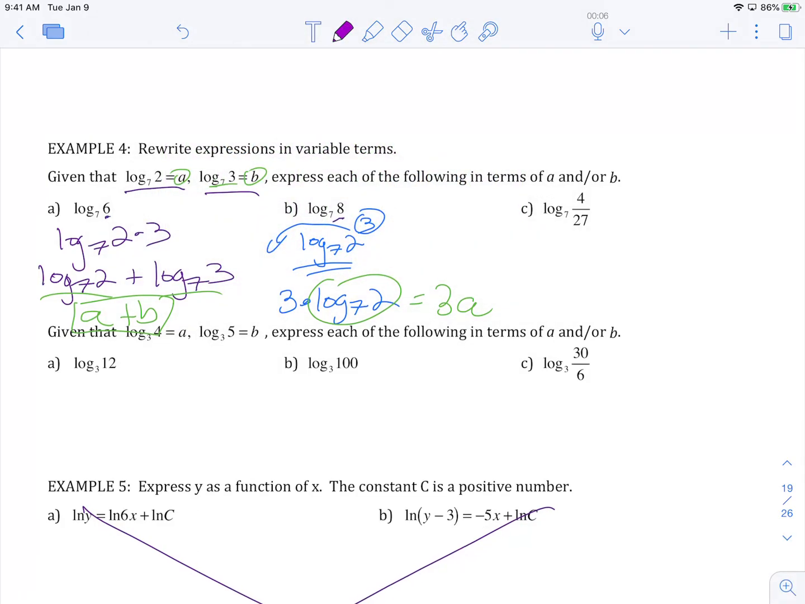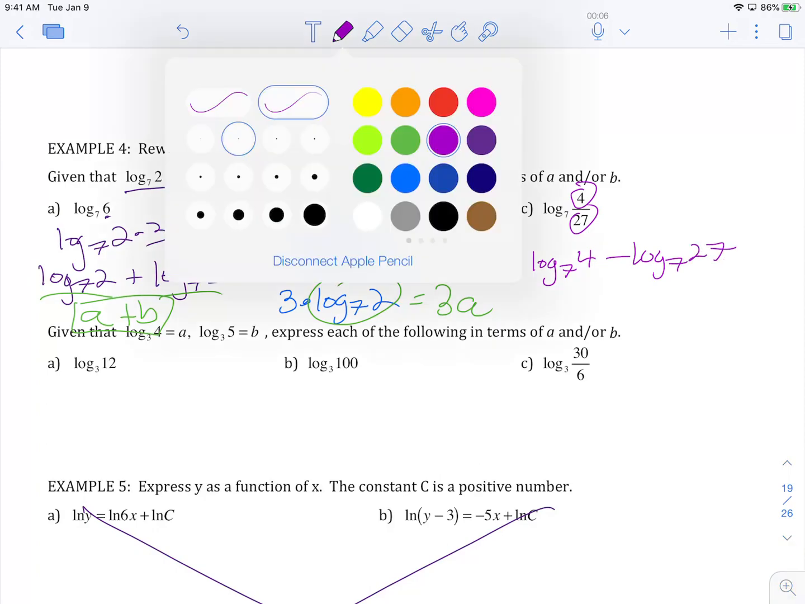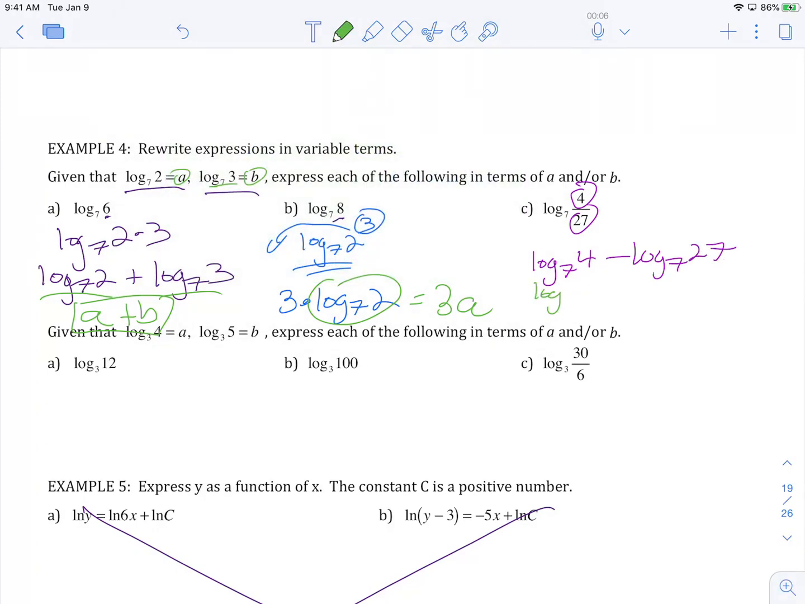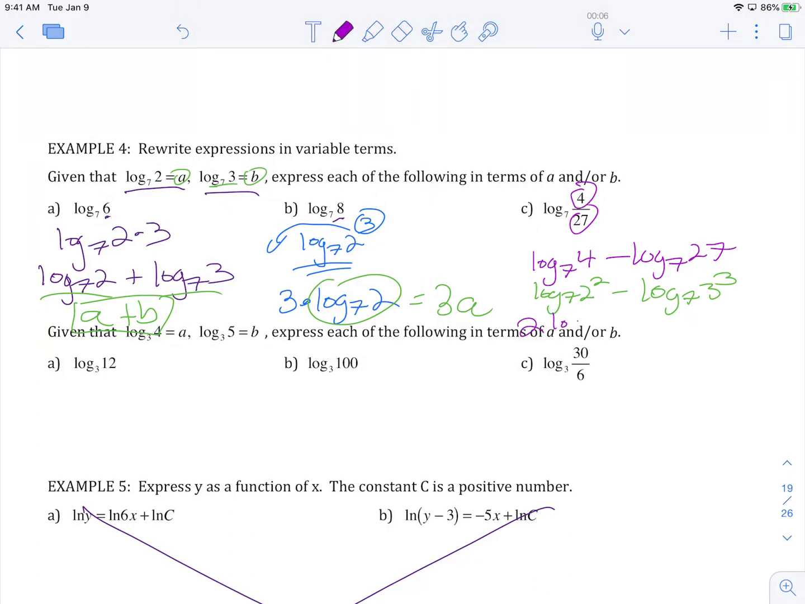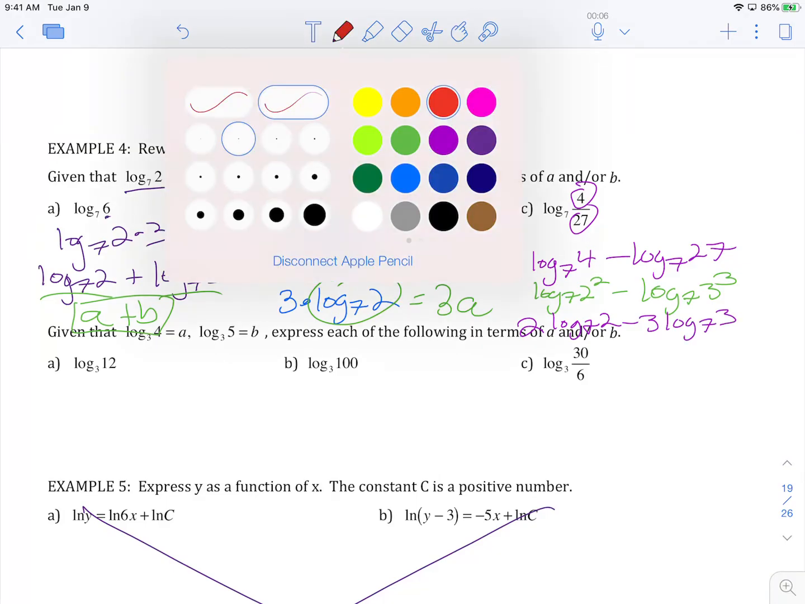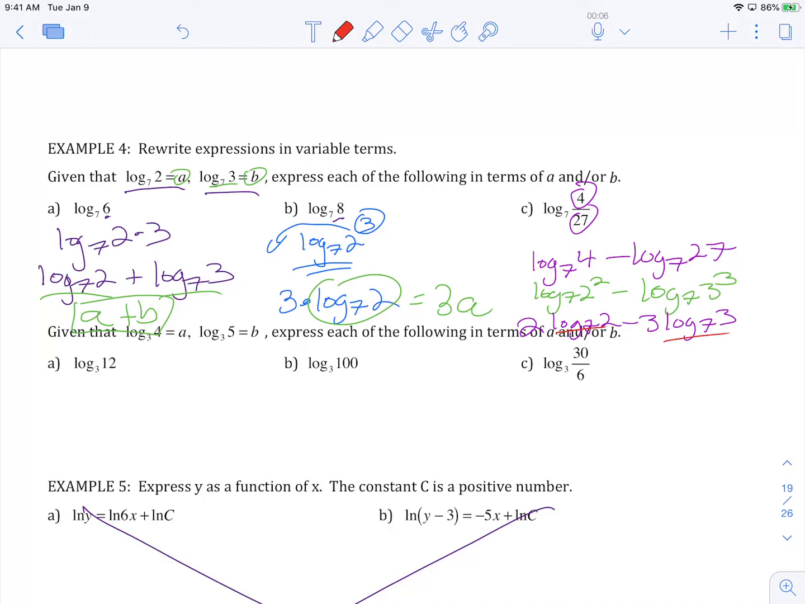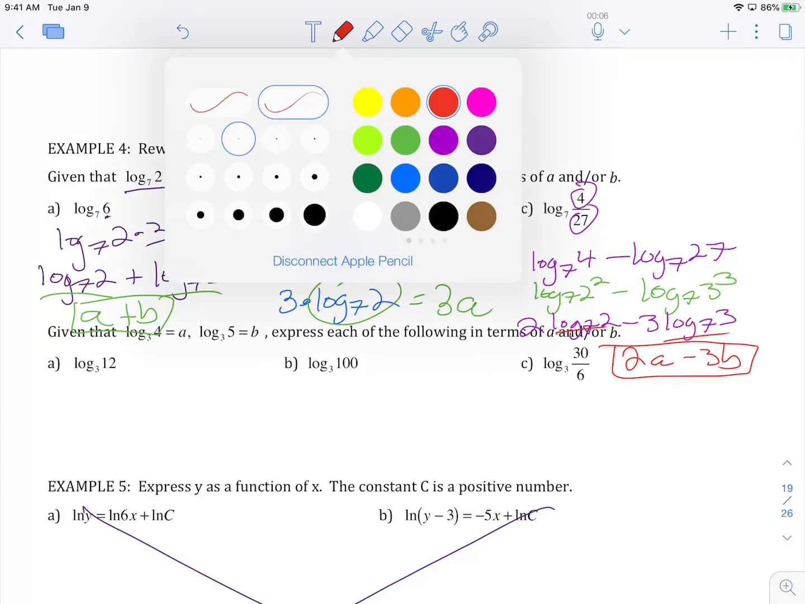Okay, over here, you might say, well, I don't see it. That's okay if you don't see it, but remember, we need things to be in terms of 3 and 2. So now log base 7 of 4 minus log base 7 of 27, and 4 is 2 squared, and 27 is 3 cubed, and this becomes 2 times log 7 of 2 minus 3 times log 7 of 3, and here we go. Here's your log 7 of 2, log 7 of 3, and we get 2A minus 3B. So everything's going to be expressed in terms of A and B.